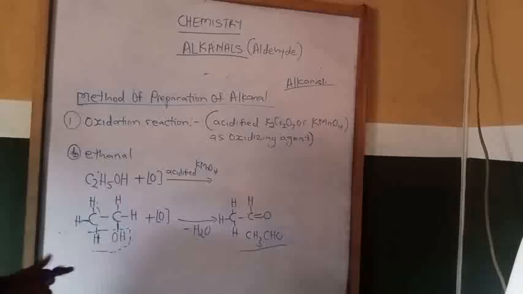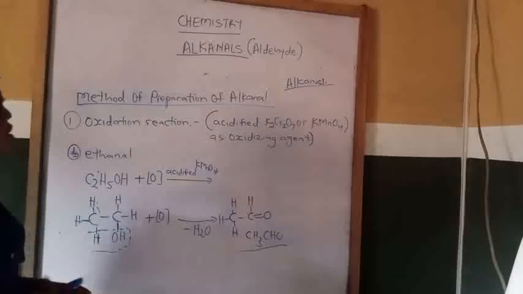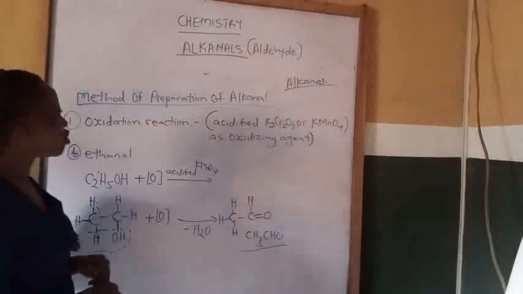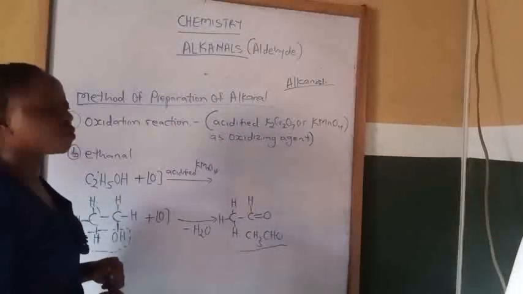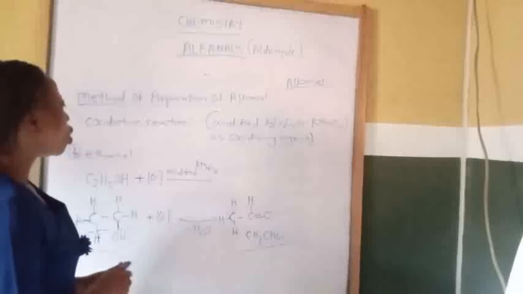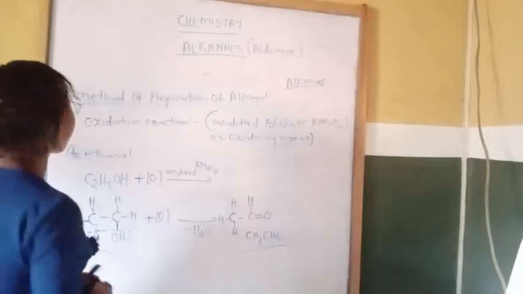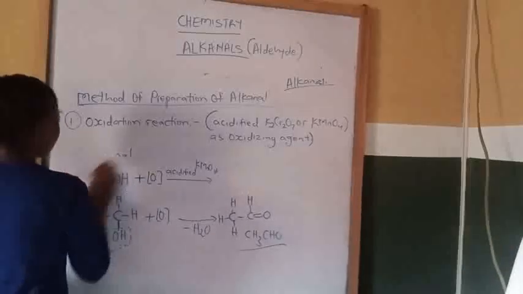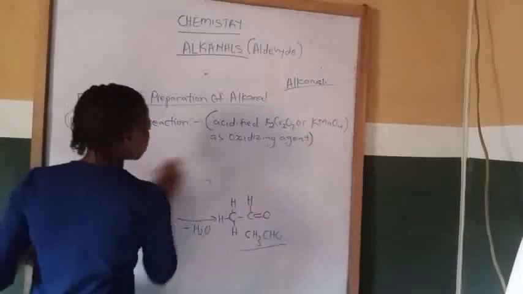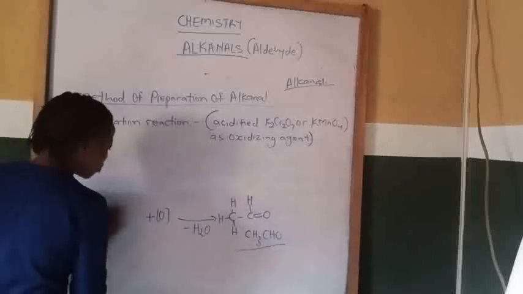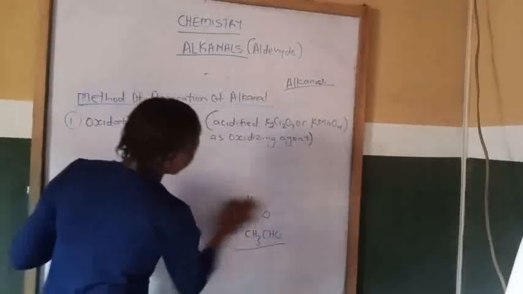So we have prepared the second member, called ethanal. That is how to prepare members of alkanal: by oxidation reaction, incomplete oxidation, of a primary alkanol. Then let's move to the second method of preparation of alkanal.